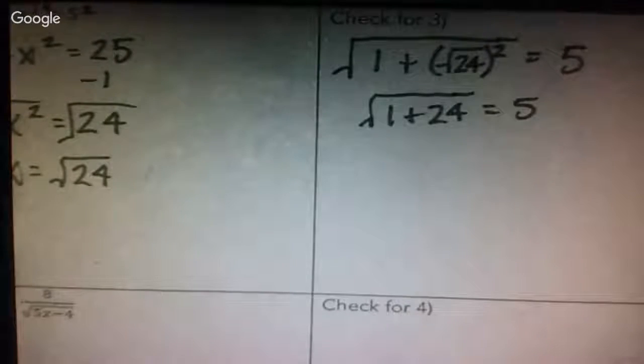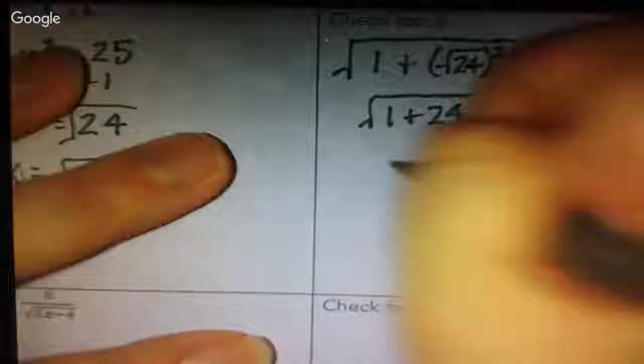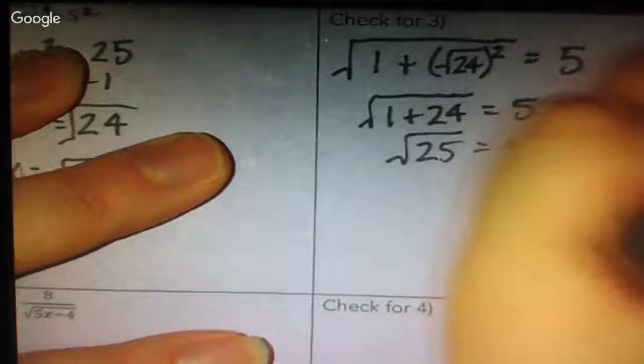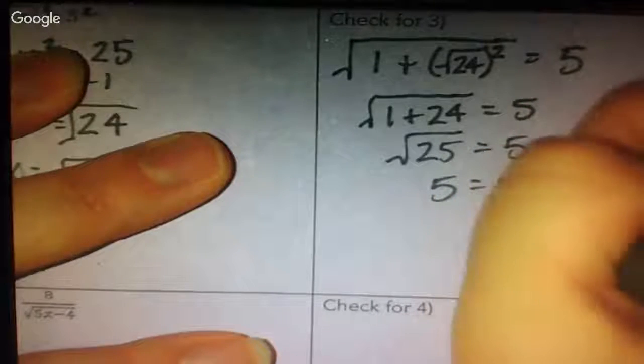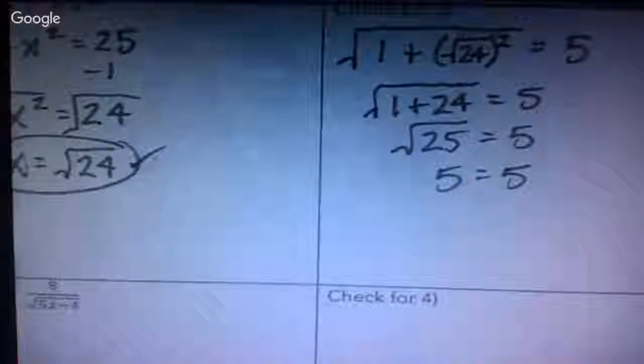So again, that square root and square cancel each other out. So I'm just left with my radicand, which is 24. Well, what's 1 plus 24? 25. And what's the square root of 25? Does 5 equal 5? Yes. That is an answer.